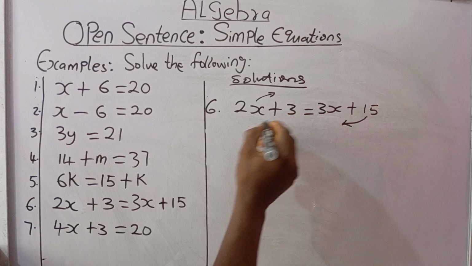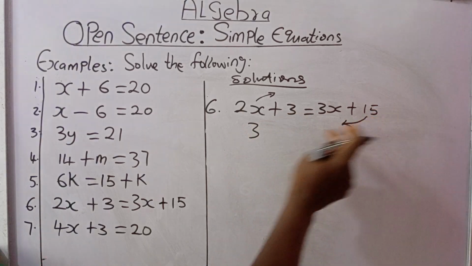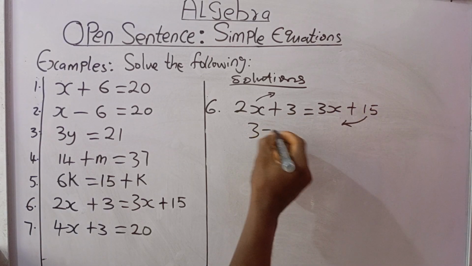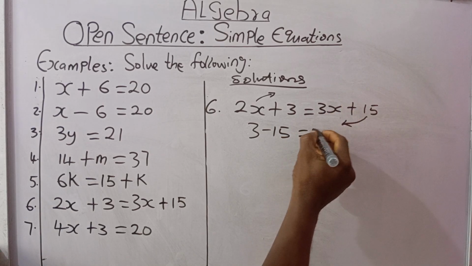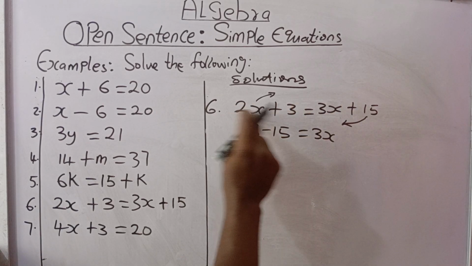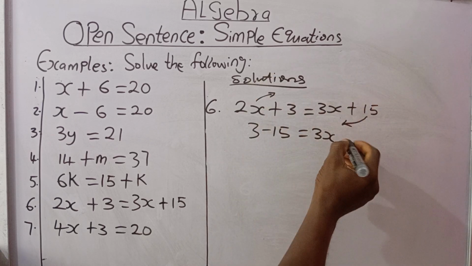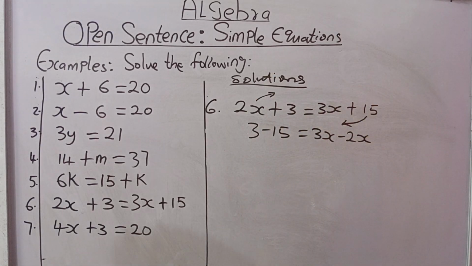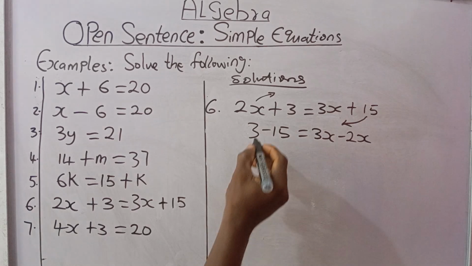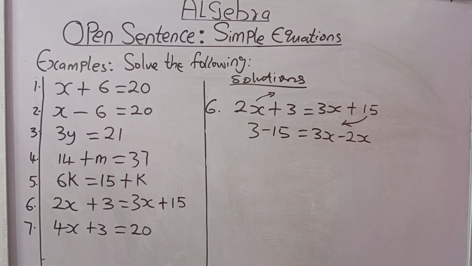I have 3 here already. Then 15 coming here is plus 15. When it comes to this side, it becomes minus 15. I already have 3x here. 2x is plus 2x, coming here will become minus 2x. All right, so let's now conclude. 3 minus 15. Who can tell me what the answer is?